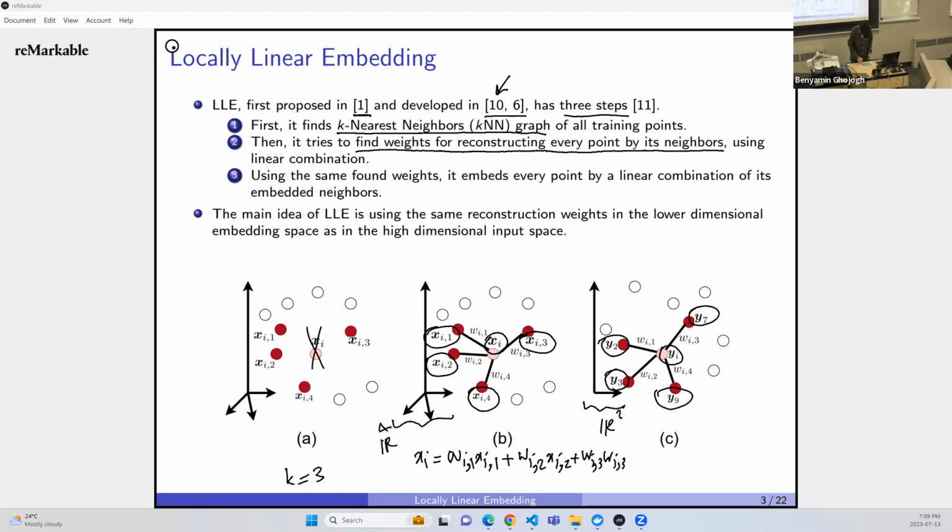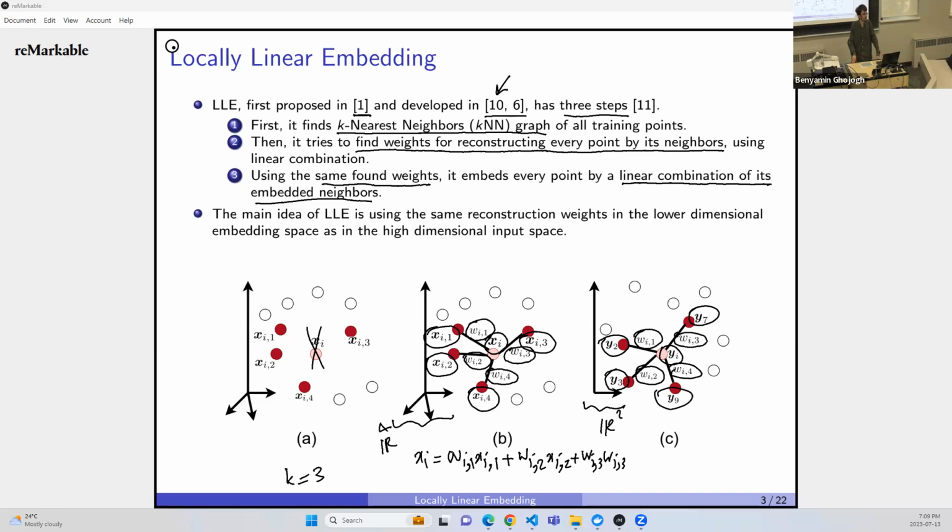Now I use the same weights. It's wi1, so this is wi1. wi2 for y3, which is the embedding of xi2. Here I have wi3, and also wi4. So I use the same weights in order to reconstruct the embeddings by the linear combination of their embedded neighbors, using the same found weights.